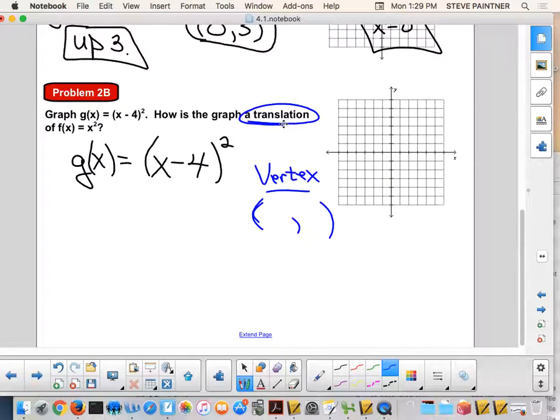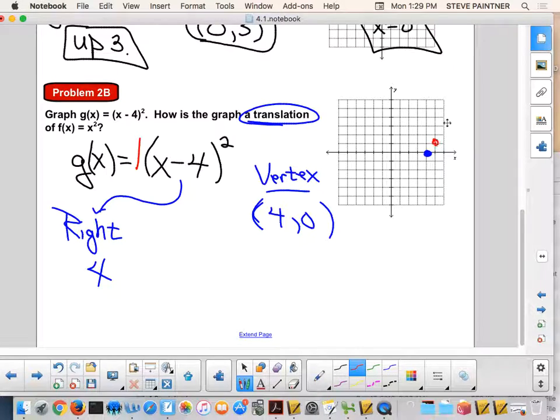What translation's going on here when you see x minus 4 inside? Right 4, which means your parent, right here, (0, 0), will go where? Right 4. So it's going to be (4, 0). 1, 2, 3, 4. What about the A value? A is 1, which means it's just the parent. Right 1, up 1. Right 2, up 4.